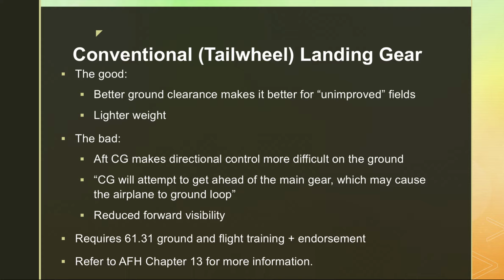So the bad, though, is they're harder to control on the ground. You saw a couple examples of a ground loop. Another way of saying that is the CG tries to go ahead of the main gear. And you have reduced forward visibility during taxi, takeoff, and landing. It's actually enough of a difference, and the difficulty is that much more, that 61.31 requires ground and flight training and an endorsement. The 61.31 endorsements include high performance, complex, high altitude, and tailwheel aircraft. If you want to know more about tailwheel aircraft, go ahead and look at the Airplane Flying Handbook, Chapter 13. I'll try to remember to link it down below too.